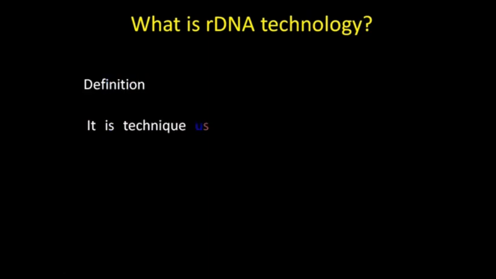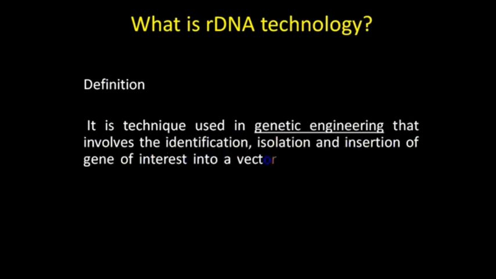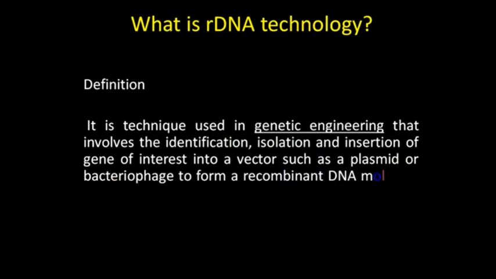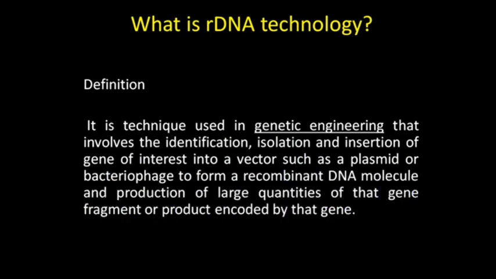First of all, we will start with definition. In this video, we will be going through all the processes in detail. Recombinant DNA technology is a technique that is used to refer to identification, isolation, and insertion of a gene of interest into a vector such as plasmid or bacteriophage to form a recombinant DNA molecule, and production of large quantities of that gene fragment or product encoded by that gene. We'll be going through different steps in detail in this presentation.